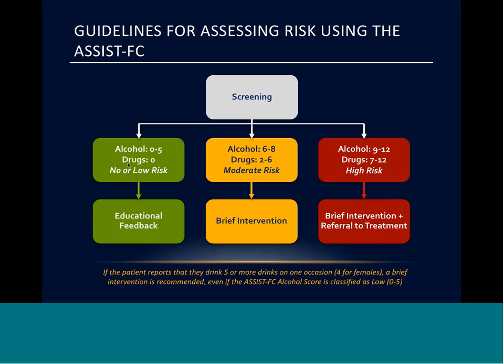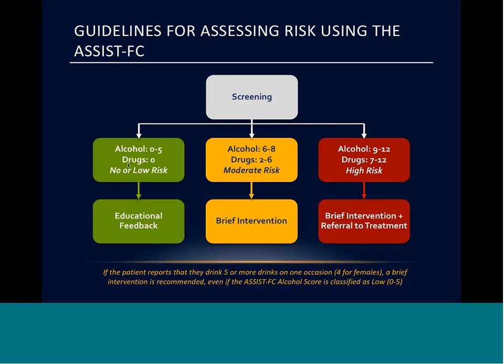For those whose use puts them in the moderate risk range, the yellow area, these individuals are reporting some substance use and may be experiencing some health, social, or financial problems related to their use. So a brief intervention is recommended where time permits. And where time permits, additional substance use information should be collected by administering the full ASSIST.